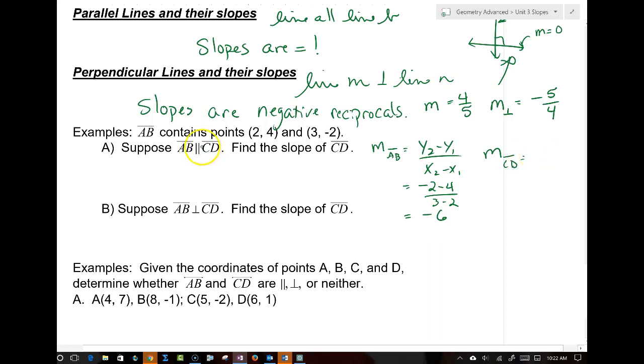So what's the slope of segment CD? Careful, they're parallel. So it's -6. They're going to be the same when they're parallel. But, Allie, now I'm coming back to you. Suppose they're perpendicular to each other, it's going to be what? 1/6. Yeah, because if this is my slope of AB, I know that the slope of segment CD, if they're perpendicular, is going to be a positive 1/6. Good job.